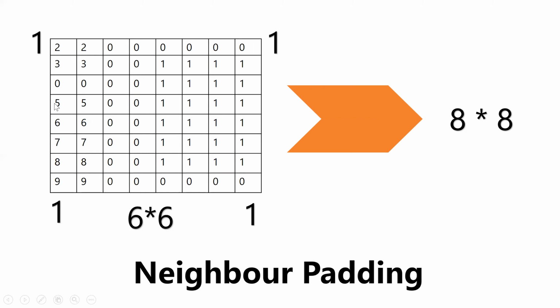Here it is 5. So the same value is used over here, 5. On the right side also, if you see here, the value is 1. So the same value is used here as well. Okay, here also the value is 1. So the same value is used here as well. So neighbor padding is nothing but using the neighbor value which is there in the input layer. So there is a difference between zero padding and neighbor padding.